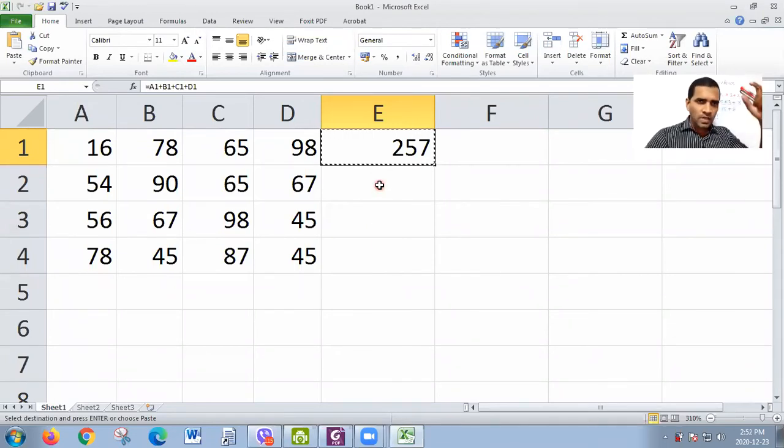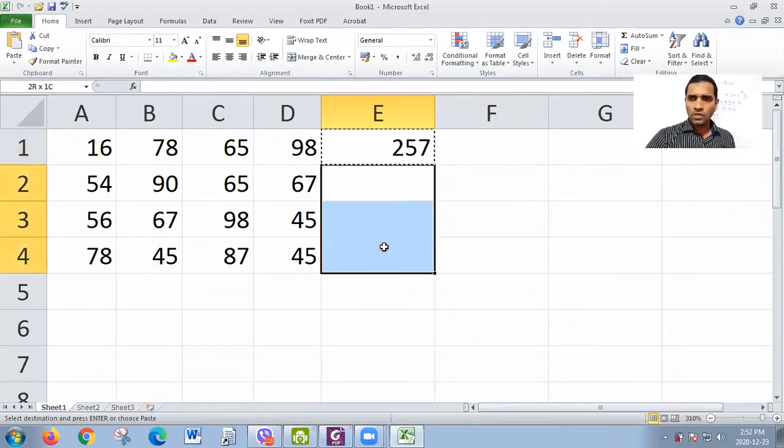Select it. Just click and drag. Select that. Now look here. I have selected. You can see that, right? From E2 to E4, cells are selected. Third step is over. Your final step would be paste.